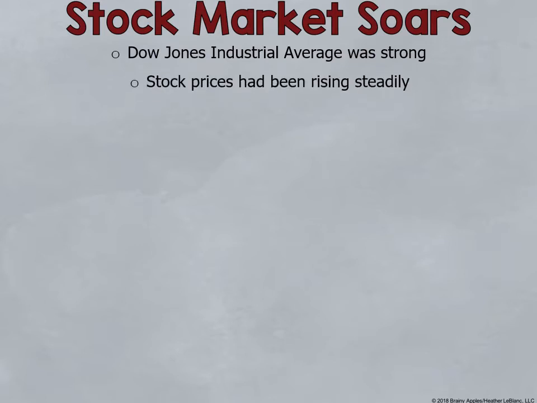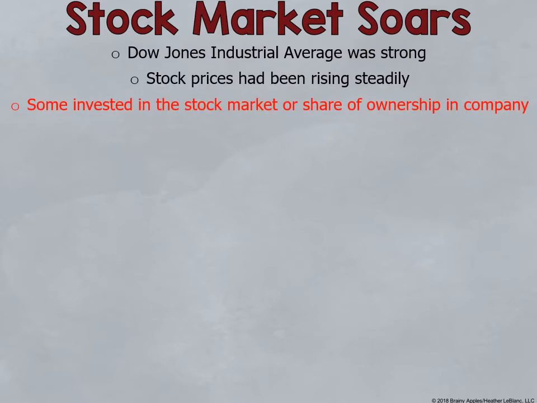So things were going really, really well. The prices began to rise steadily. People were investing in the stock market. And what a stock is, it's just a share or ownership in a company. So you could buy stock in Google. You could be a part owner of Google.